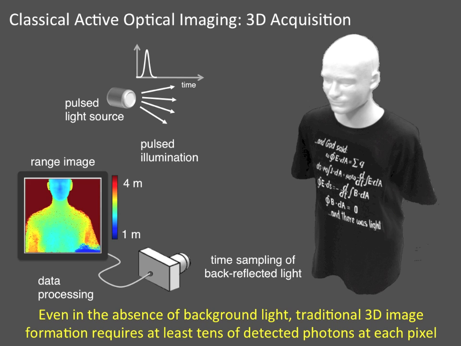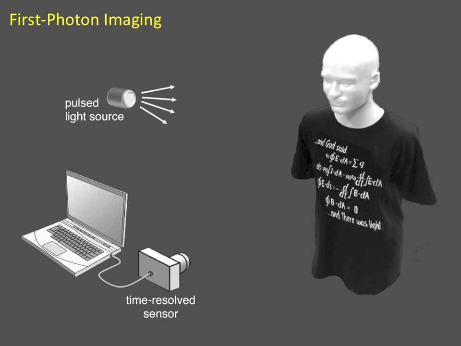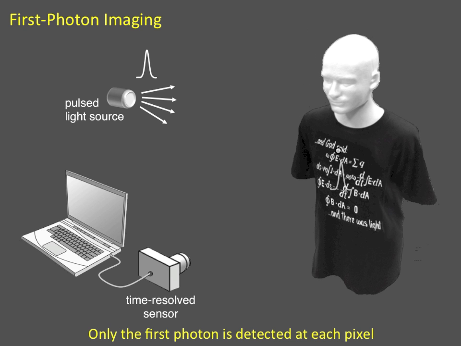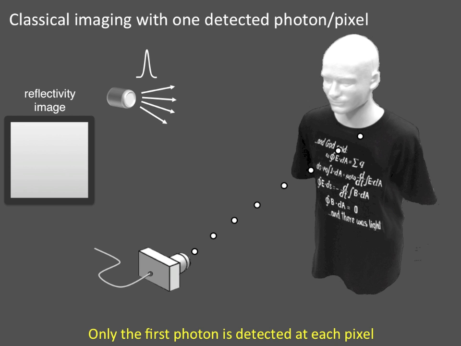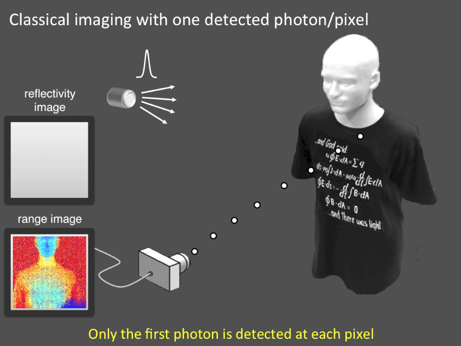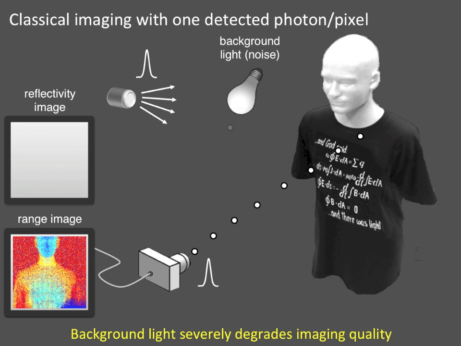pixel. In contrast, the first-photon computational imager also involves pulsed illumination of the object, but instead, it only uses the first detected photon at each sensor pixel to capture 3D and reflectivity images. A traditional reflectivity image formed with a single detected photon per pixel is a featureless image of constant intensity, and the depth image is extremely noisy. Noise due to background light and other stray sources further deteriorates the imaging quality.